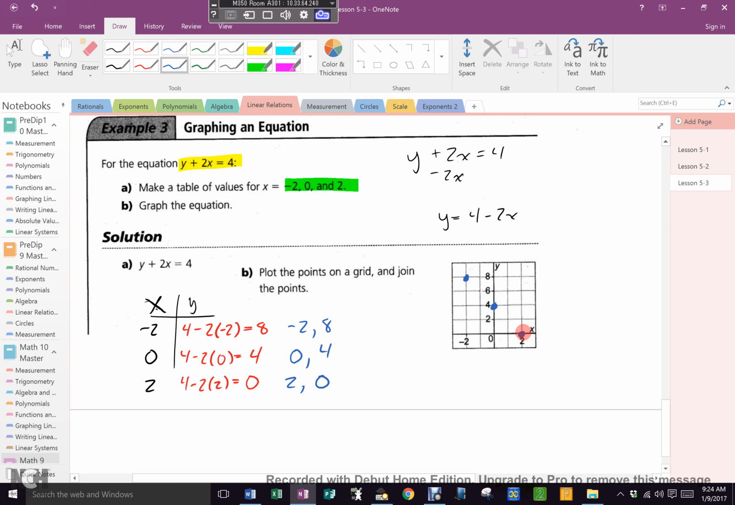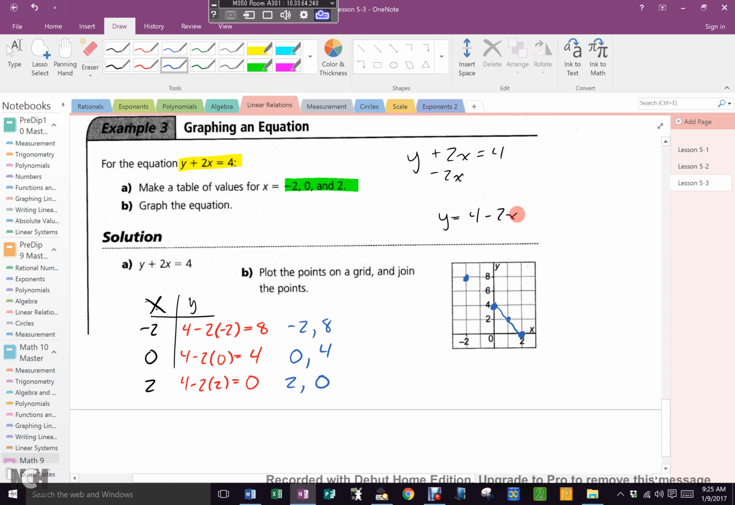Now, the $1 million question. Do I connect the line? Think about it. Why? Can I put any number in for x? Can I choose any number in our universe and multiply it by 2 and then subtract that from 4? If I put in 1, will it work? 4 minus 2 times 1. 4 minus 2 is 2. Is that going to be on the line? Yeah. Can I do it with a half?